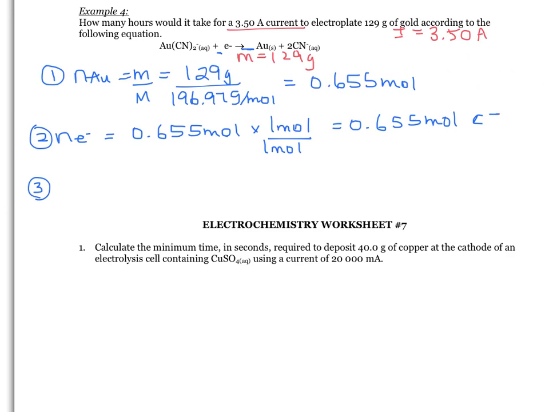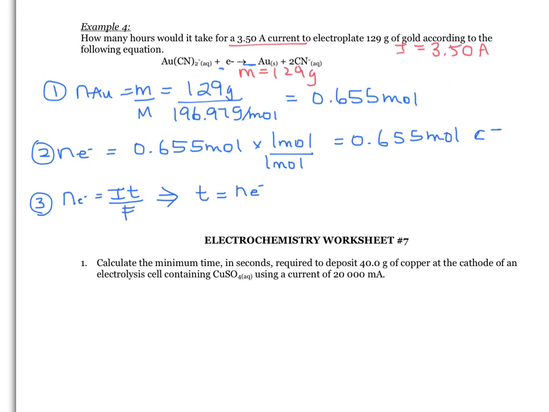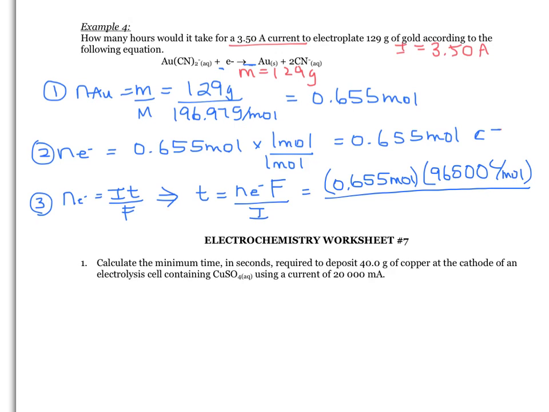Once we have the number of moles of electrons, we can find the amount of time. Recall that number of moles of electrons is equal to I T divided by F. If we were to rearrange this for time is equal to, we would have the number of moles of electrons times Faraday's constant, all divided by I. So we have 0.655 moles times 96,500 coulombs per mole, all divided by 3.50 amps.